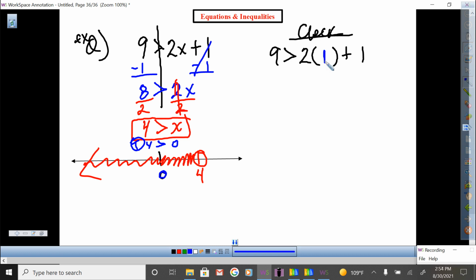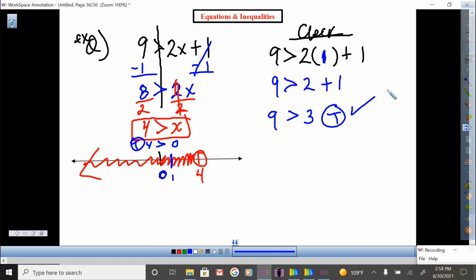Let's double check. Let's substitute 1 in here. I'm going to mark it just to make sure. Here's 1. It looks like it is. So let's simplify this. 9 greater than 2 plus 1, because 2 times 1 is 2. So what is 2 plus 1? That's 3. Is 9 greater than 3? Yes, and that's how you check.